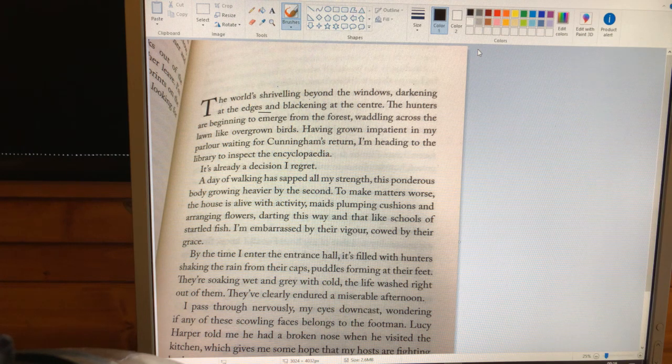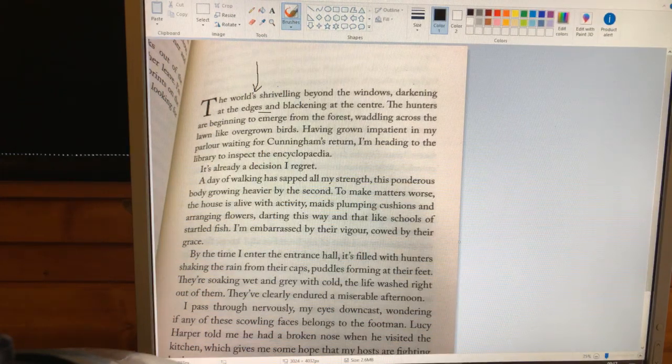But I call them verbs because these three words, and I mean shriveling, darkening and blackening, they all have a subject, which is the world. And they have the auxiliary verb here, the 's, apostrophe s, which represents the word is. So we've got the world is shriveling beyond the windows, the world is darkening at the edges, and the world is blackening at the centre. And for that reason, I call them verbs rather than participles, just because for me, when the word has a subject and that auxiliary verb in there, it's really clear that it's acting as a verb.